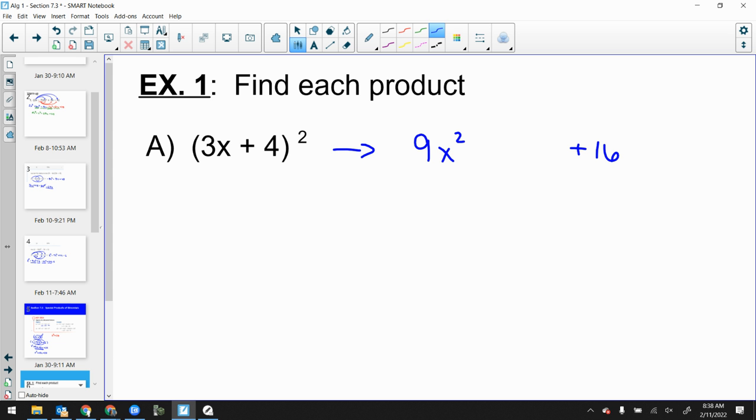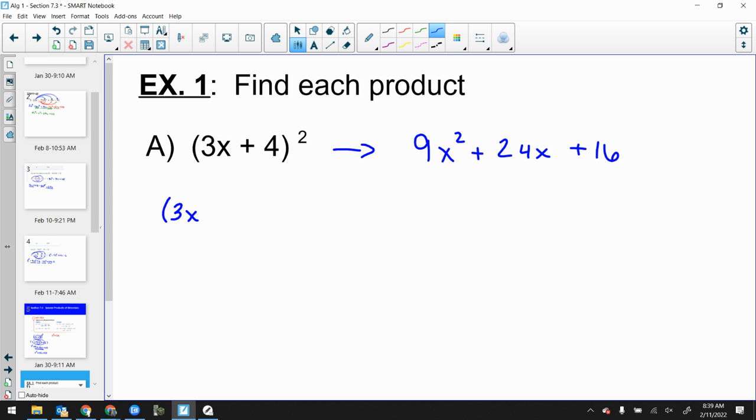Now, what's the product of my 2 terms? I have 3x and 4. What's 3x times 4? 12x. Okay, I've got 12x. Double it, what do you get? 24x. That's my answer. Square the first, double the product, square the last. No work needed.